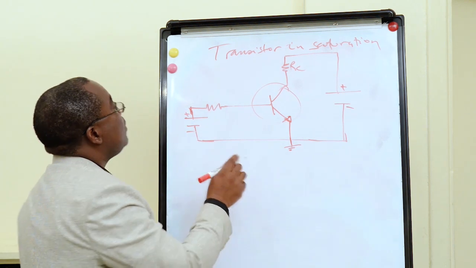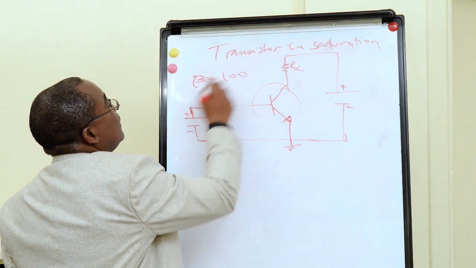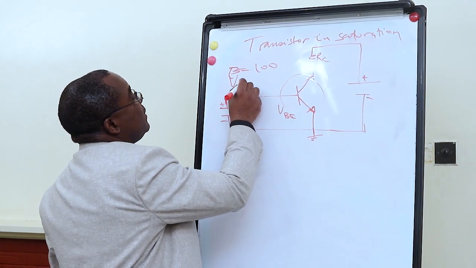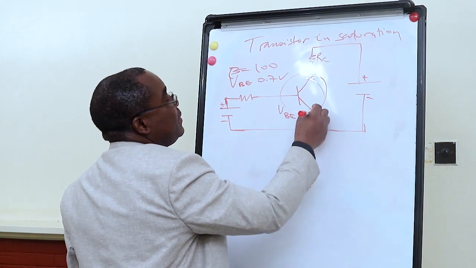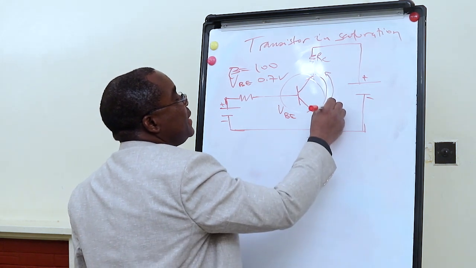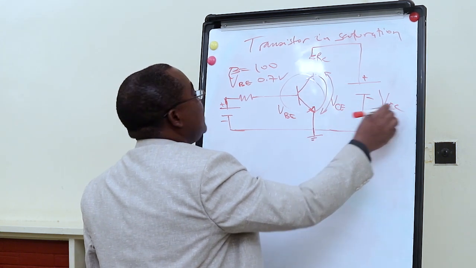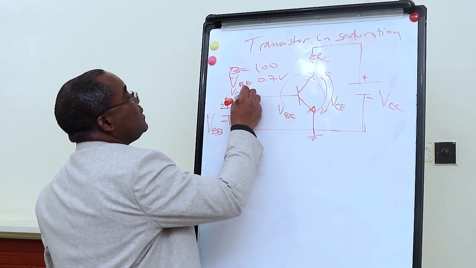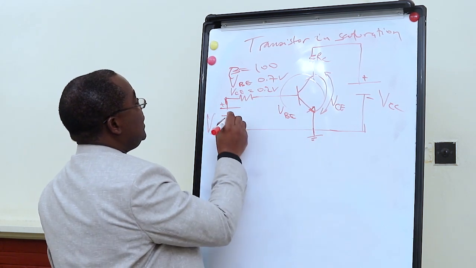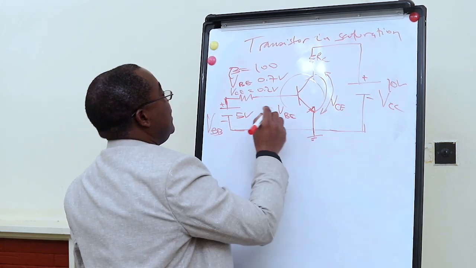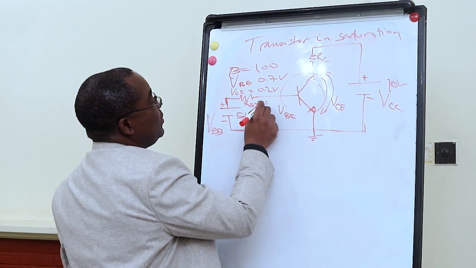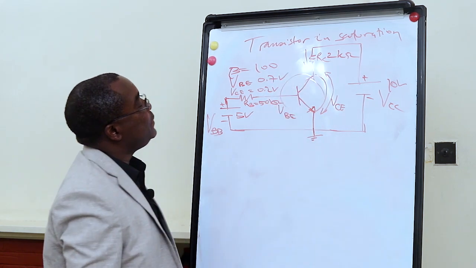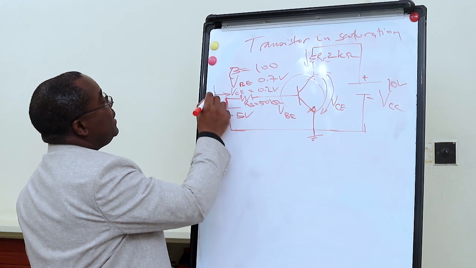This is a silicon transistor, so our beta gain is 100. Our VBE is equal to 0.7 volts. Also we have our VCE here. This is VCC, and here is VBB. So our VCE is equal to 0.2 volts. Our source here is 5 volts, and here is 10 volts. Our RB is equal to 250 kilo ohms, and our RC is 2 kilo ohms. Our IC is in that direction, and the direction of our IB is this one.